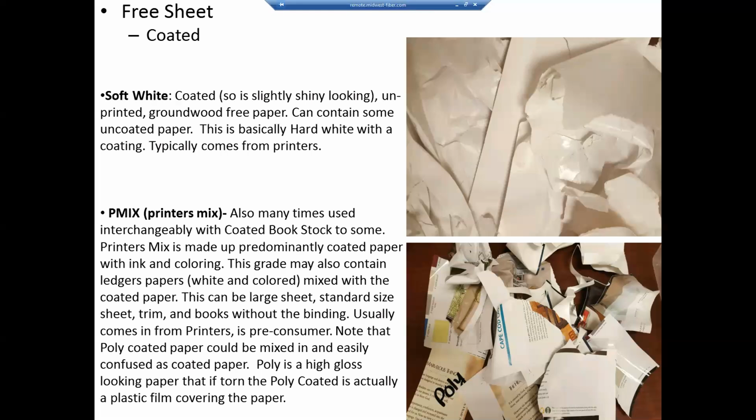Poly-coated is a high gloss appearance as well, but when you tear it, you notice there is actually a thin layer of plastic coating on the paper. We can have a little of the poly-coated paper in our PMix, but if we get a lot in, we may have to keep it separate. For supplier purposes, grade this as polycoat on the breakdown sheet. More on polycoat later in the training.